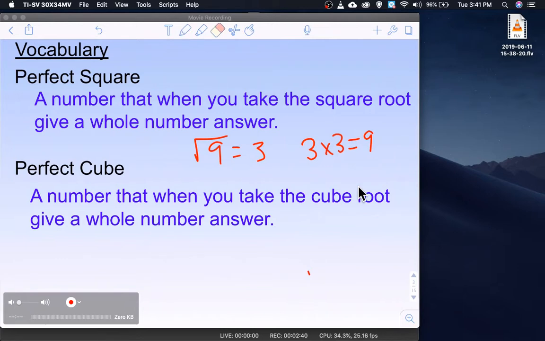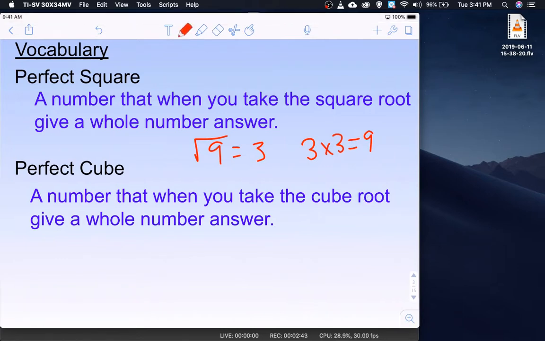Now, a perfect cube is very similar, but for a cube. It's a number that when you take the cube root of it, you get a whole number answer. So the cube root of 8 is 2, because 2 times 2 times 2 is 8. And we haven't even talked about perfect cubes yet, really. We'll talk about them a decent bit in this lesson.